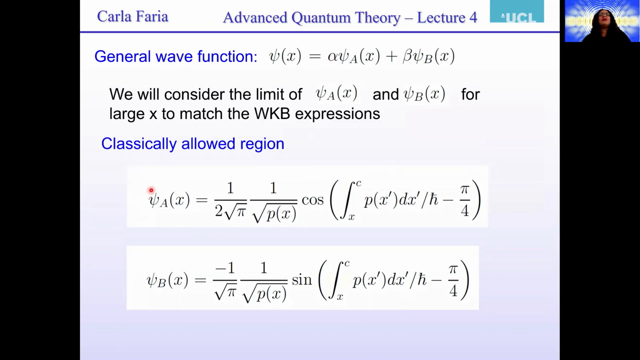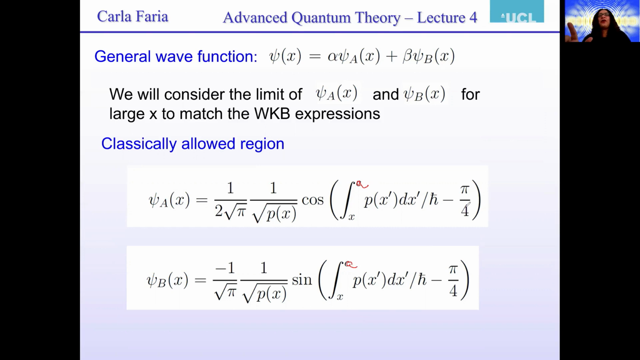So for the classically allowed regions, if you do that, you get this and this. Here, put A. I don't know why it's C, but let me annotate. This should be A, because that's our turning point.